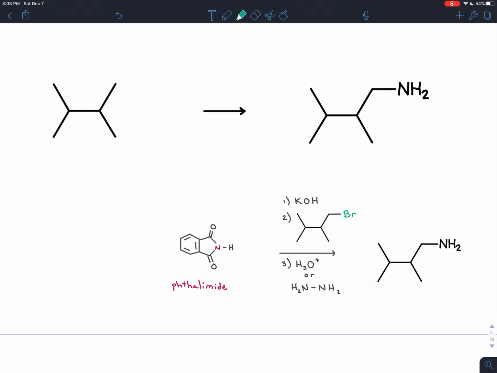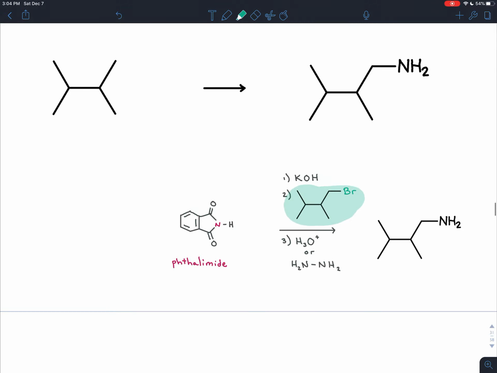We would treat phthalimide with potassium hydroxide. That would rip this hydrogen off, turn the nitrogen into a nucleophile. Then that could do an SN2 reaction, kick the bromine off. You'd have the bond between the nitrogen and the carbon, and you'd release the nitrogen from phthalimide by doing a hydrolysis, either acid-catalyzed hydrolysis with hydronium or a nucleophilic acyl substitution with hydrazine. Either way. But in order to do this reaction, the carbon chain that we need is this alkyl halide here.